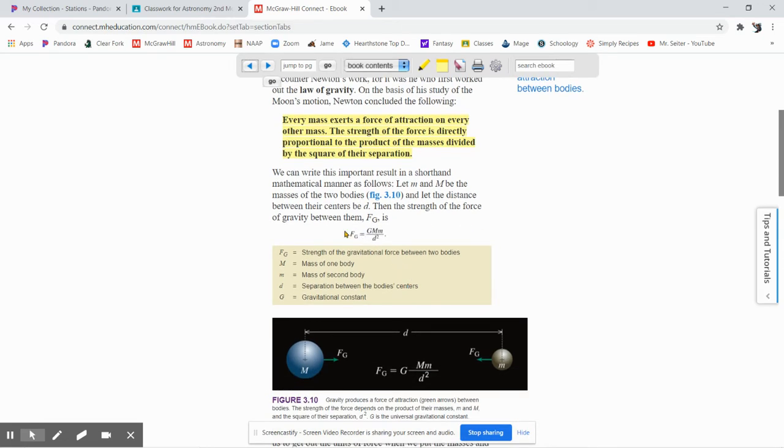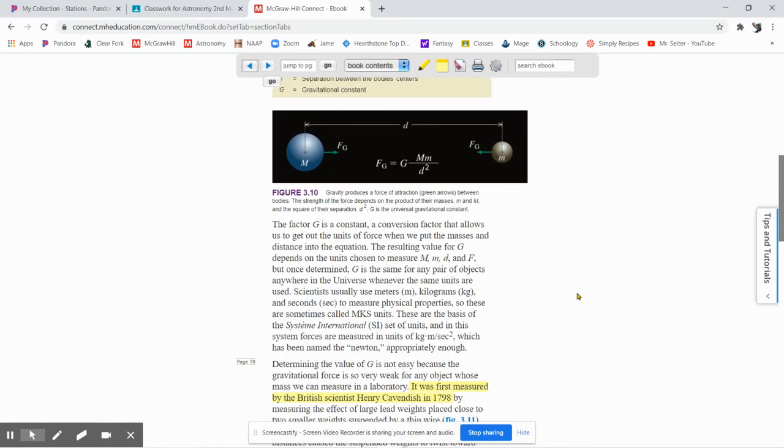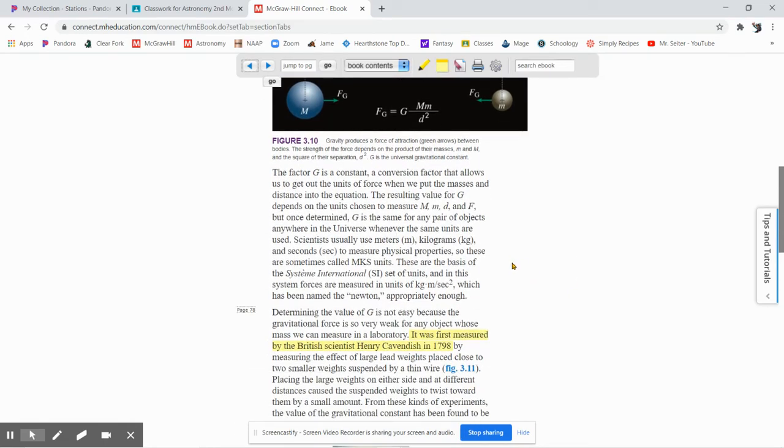The force of gravity on the two objects equals the universal gravitational constant. We'll talk about that in a second. The two masses of the objects, and here we have these two objects, their mass, divided by their distance squared. So the universal gravitational constant, the distance, and the masses of the two objects. The factor G is a constant, a conversion factor that allows us to get the units of force when we put the masses and distance into the equation.